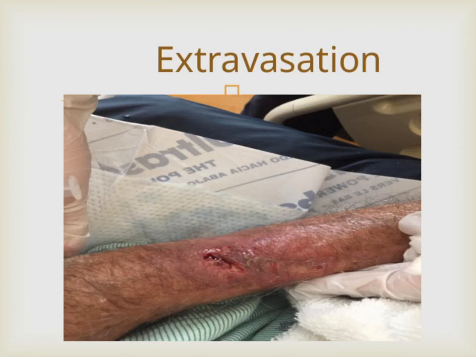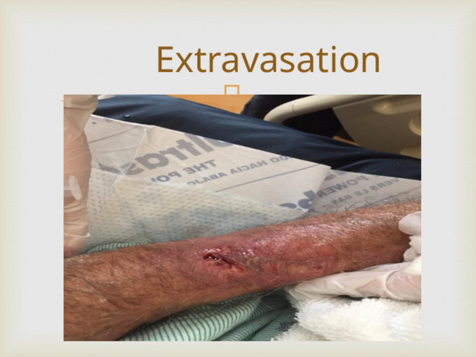Let's talk about extravasation. This occurs when IV fluids or medications accidentally leak out of the vein into the surrounding tissue. It's an important concept because it can lead to tissue damage if not recognized and managed promptly. The key points to remember are that extravasation can happen with any IV, but it's more common with certain types of solutions, especially those that are irritating or hyperosmolar.